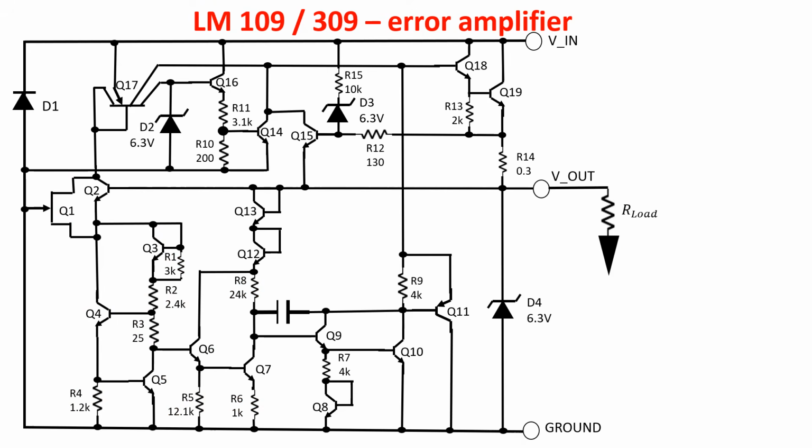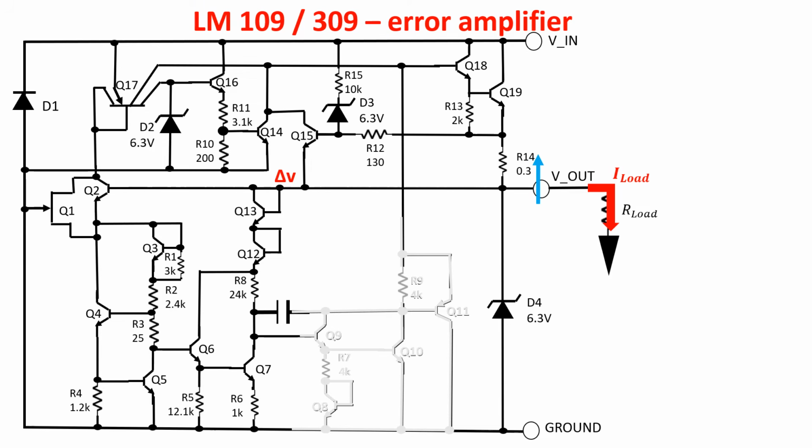Now let's see the error amplifier working. If for some reason the load current provided by the pass transistor raises and Vout goes above 5 V, a delta V is produced. This delta V reaches this node almost unchanged because Q12 and Q13 have little resistances.